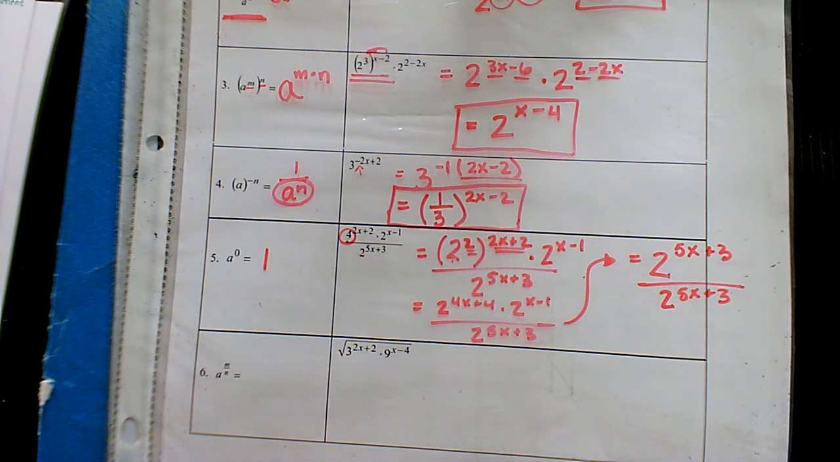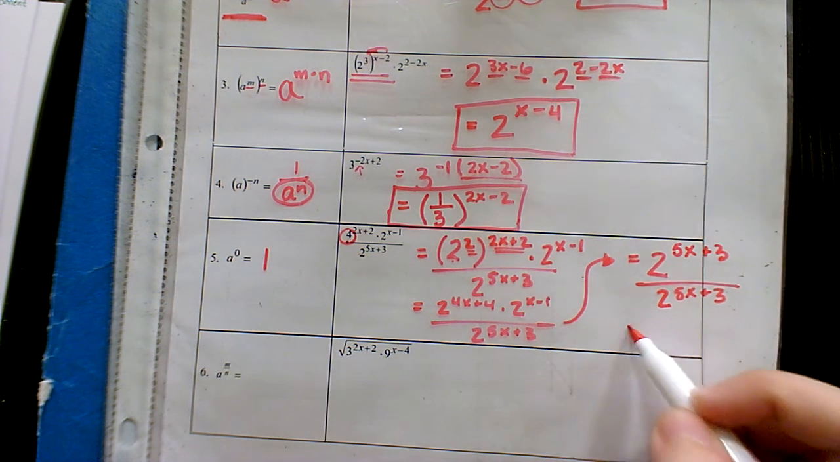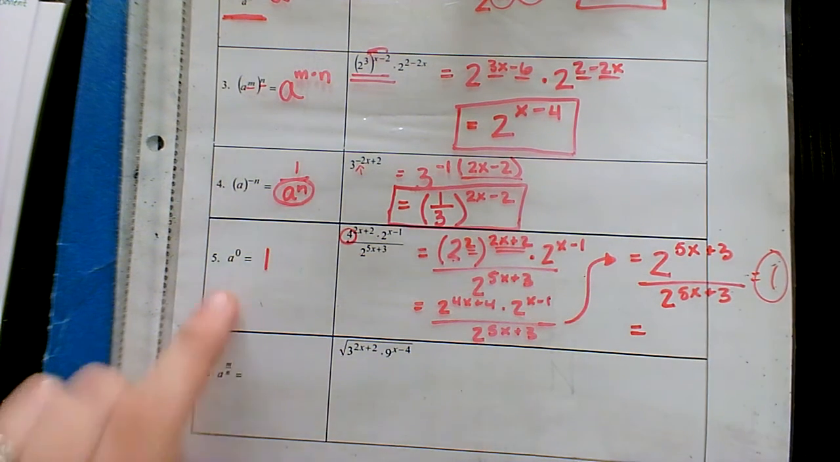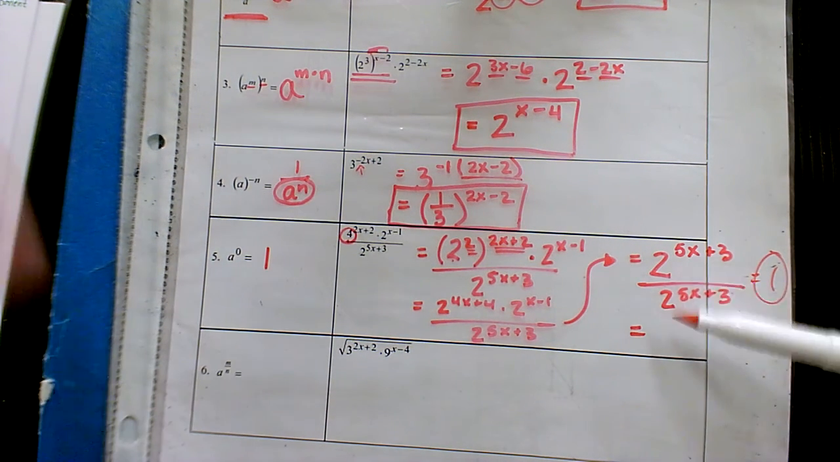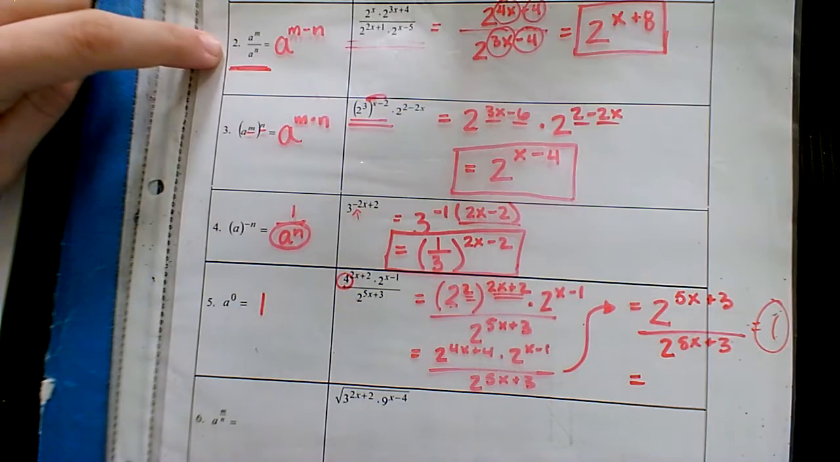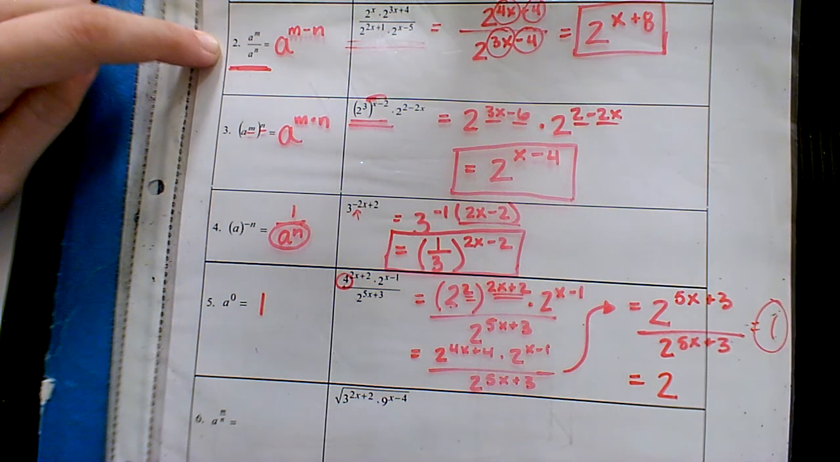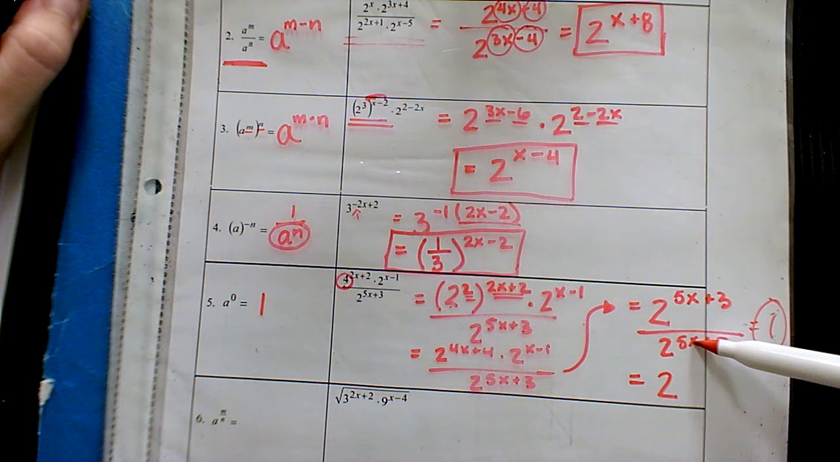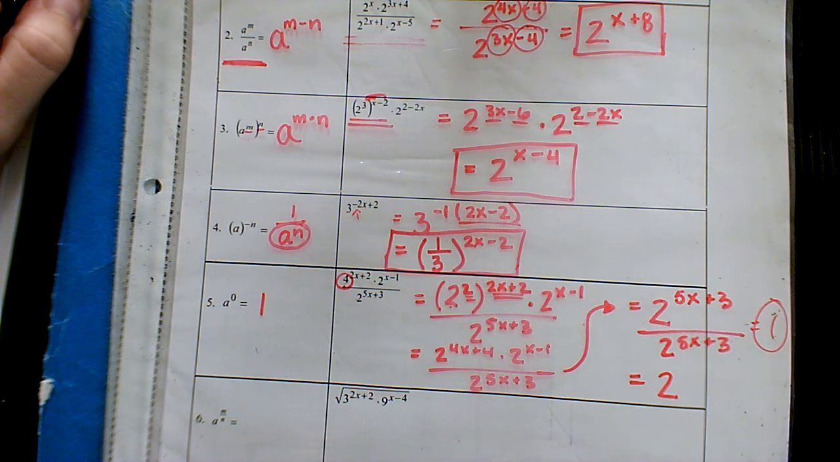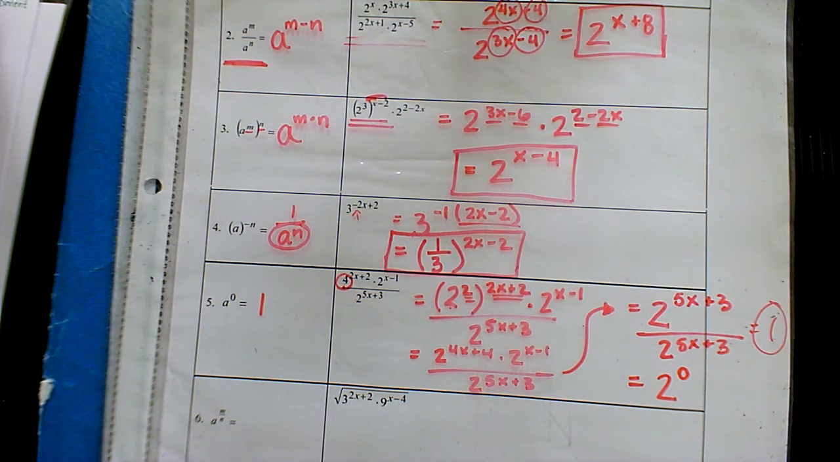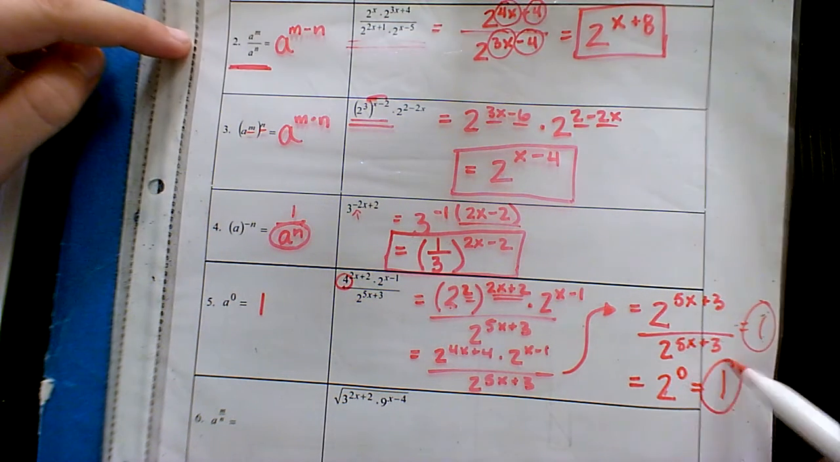So can we think about if we have 2 to the 5x plus 3 divided by itself, what that would simplify to? 1. Anything divided by itself is 1. So we know that this should be 1. But let's see how that relates back to this property. Notice how we are dividing two of the same bases together. So we can look back at number 2 up here, which tells us we should subtract the powers, top minus bottom. If we do 5x minus 5x, that's 0. 3 minus 3 is 0. So notice how the powers go away and we're left with nothing. So we know that 2 to the 0 should be 1.